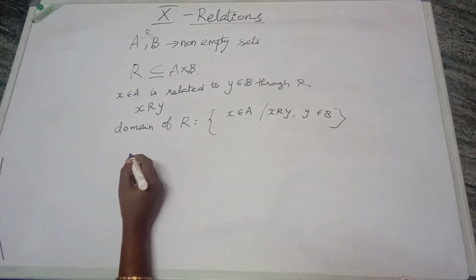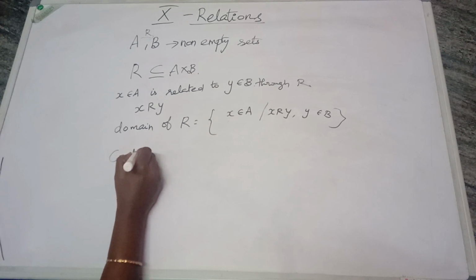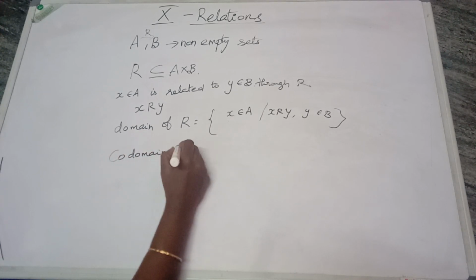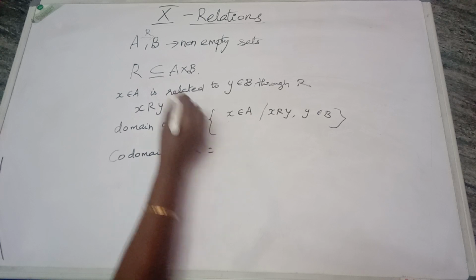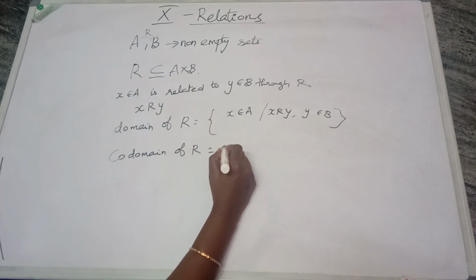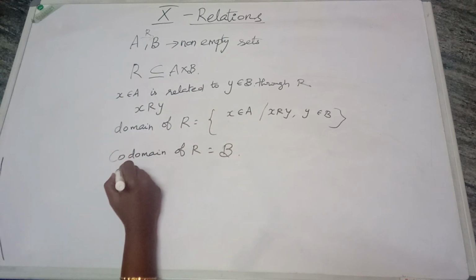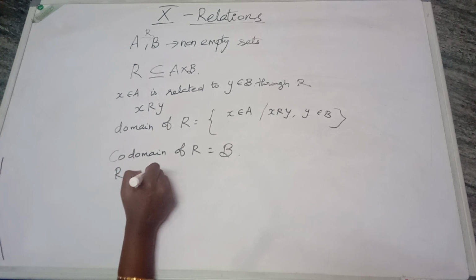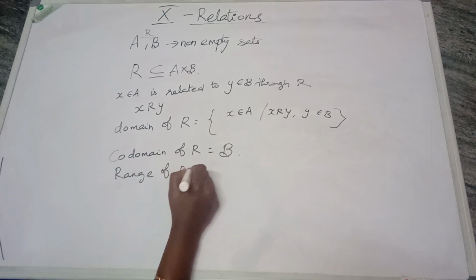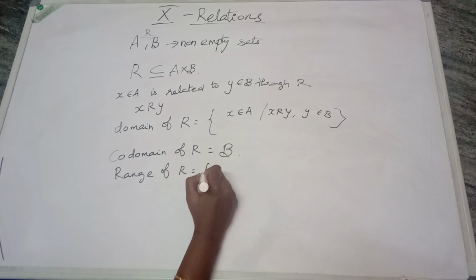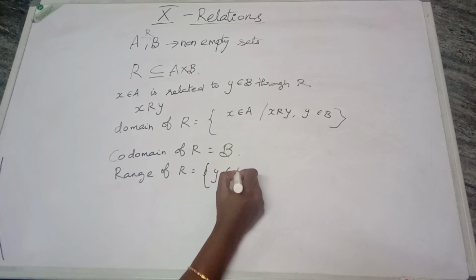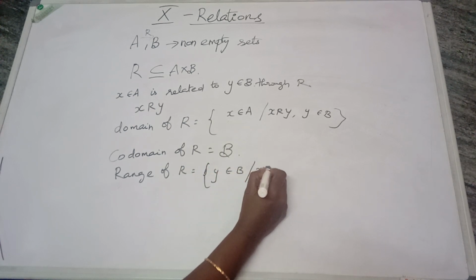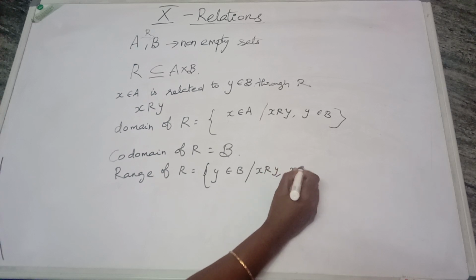Then, what is codomain? Codomain is nothing but the second set fully, that is B. And then the next one is range. What is range? Range of the relation R is the set of all Y belongs to B such that X is related to Y for some X belongs to A.